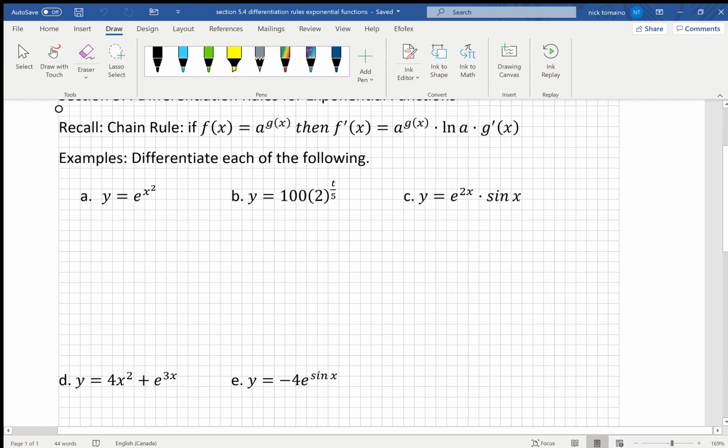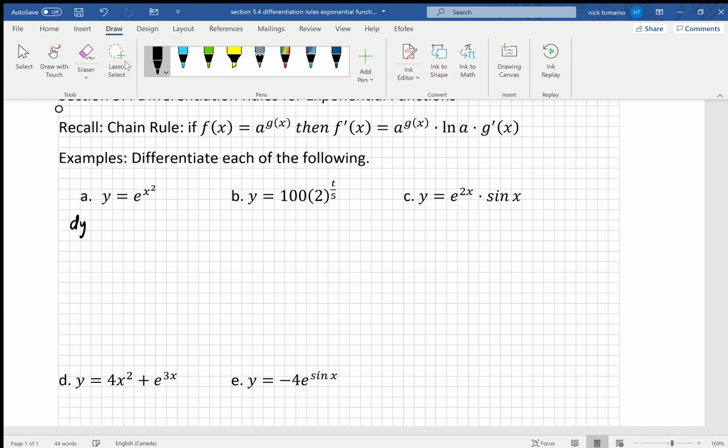All right, so the first one is y equals e to the x squared. Okay, so the derivative, which we can again write as dy by dx, or y prime, is equal to the original function, e to the x squared, times ln of the base, but ln e is just 1, so we have to write that, times the derivative of the exponent, which is 2x. And oftentimes we write it with the 2x in front. So 2x e to the x squared.